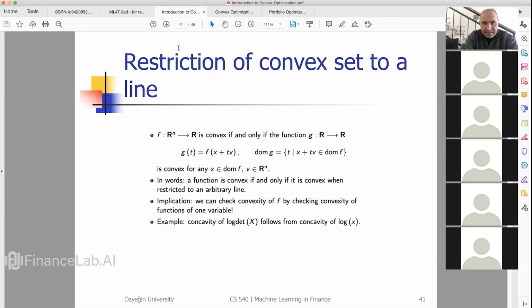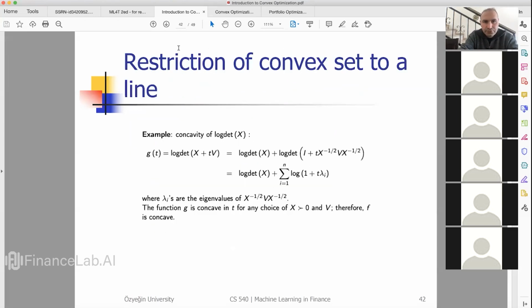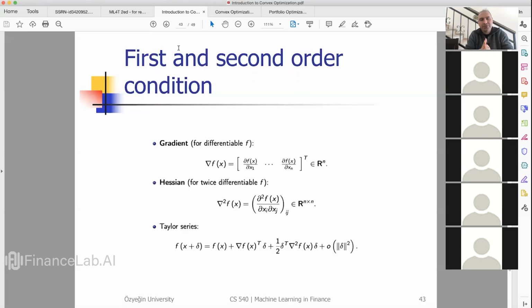And again, restriction to a line. Let's look at first and second order conditions. In order to understand convexity, I'm skipping some parts of the slides, and we need to understand the first and second order conditions. For the first order condition, we look at the gradient of the function. As you remember from calculus, the gradient consists of the first derivatives with respect to x1 up to xn. And it's a vector in n-dimensional space.